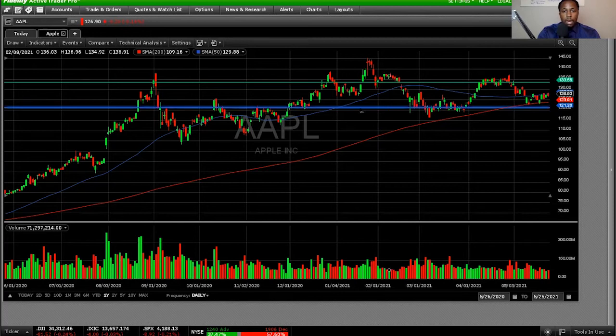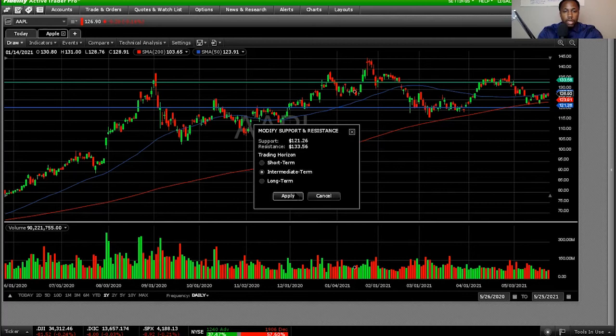So if you look here, when it comes to Apple, I have my blue line here, which I'm going to change the color of so I can make this a little bit easier for you all to see. And actually, you can see it right here in the box. So the support here is at $121.26, and resistance is at $133.56. So with the support, it's the floor of the stock price in a certain period of time, meaning the stock has a hard time coming back to that level and dropping below that level.